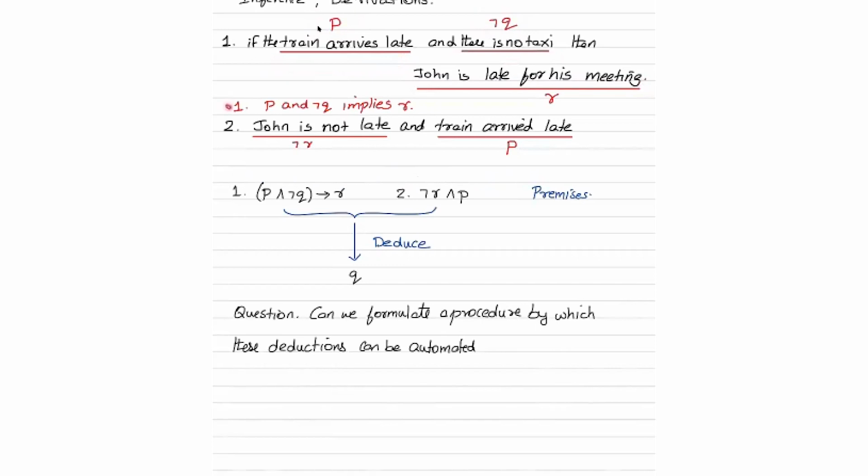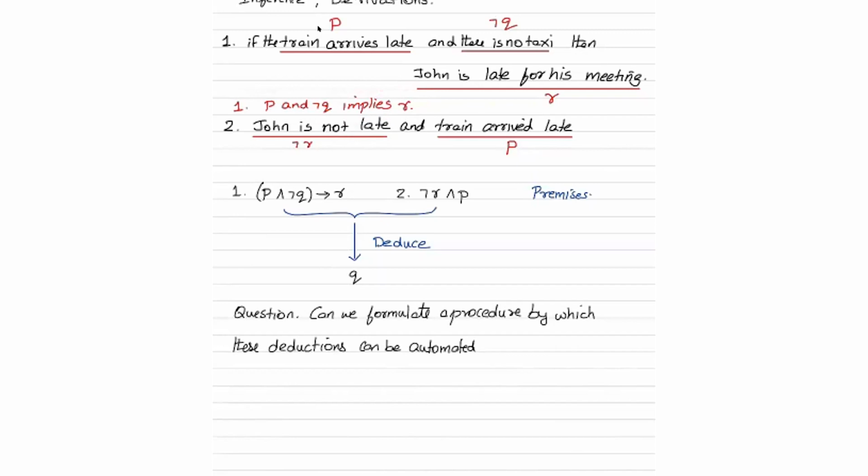So let's say it's a proposition R. For this first statement, what it's essentially saying is P and not Q implies R. That's what this is saying. So it can be anything, right? It can be train, it can be John, it can be taxi, it can be anything. This is the abstraction that you've done. As far as inference or deduction is concerned, all that matters is the structure. It has a structure that P and not Q implies R. That's what the first statement says.